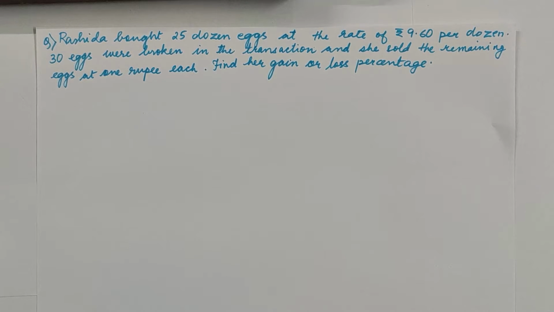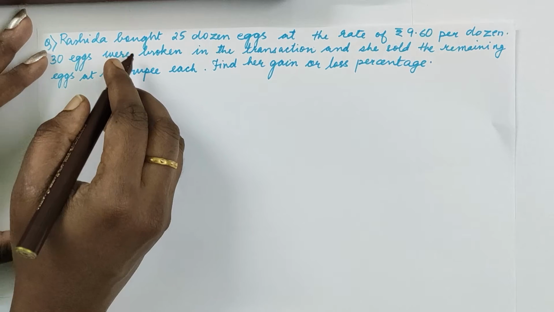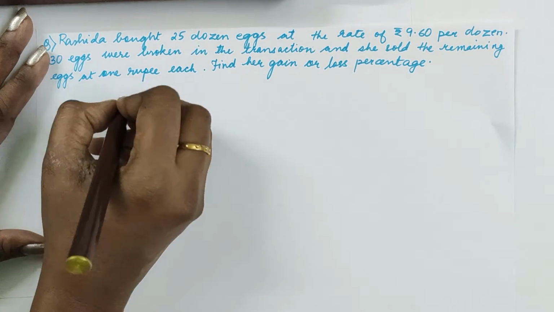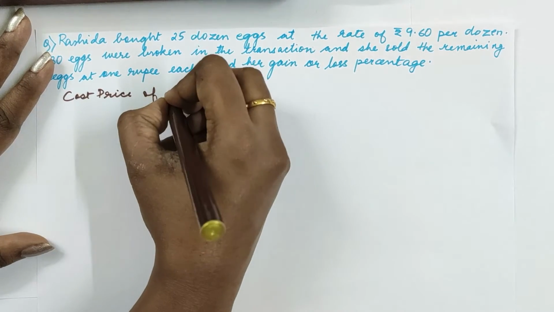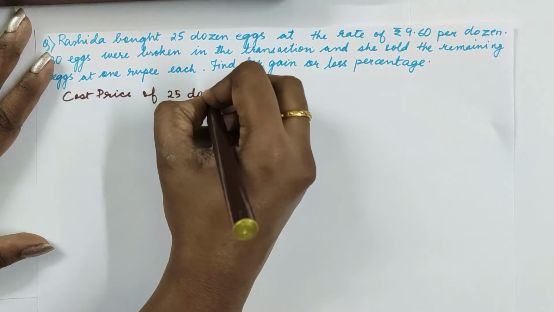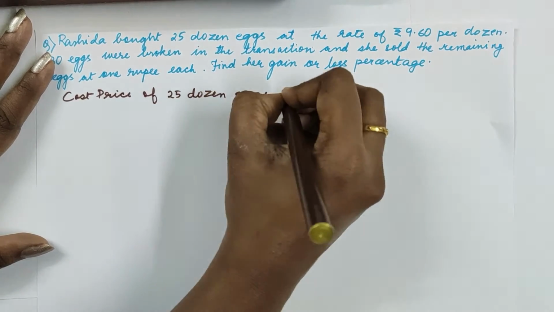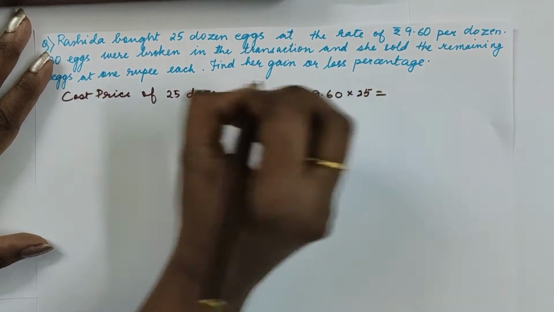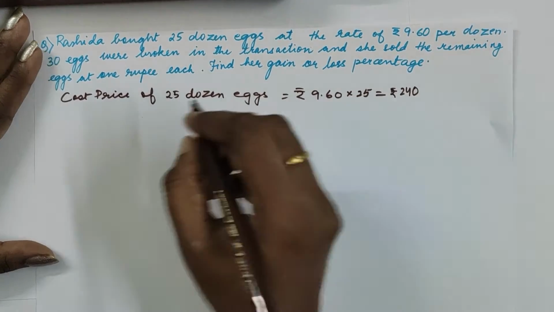Rashida bought 25 dozen eggs at a rate of 9.60 per dozen. 30 eggs were broken in the transaction and she sold the remaining eggs at 1 rupee each. Find her gain or loss percentage. So here now she has bought 25 dozen eggs at rupees 9.60 per dozen. So cost price of 25 dozen eggs will be equal to rupees 9.60 into 25, which is around rupees 240.